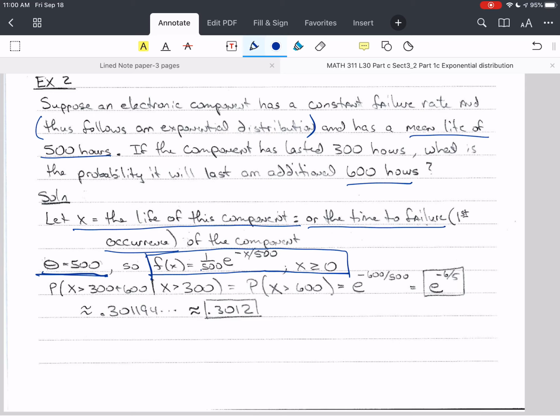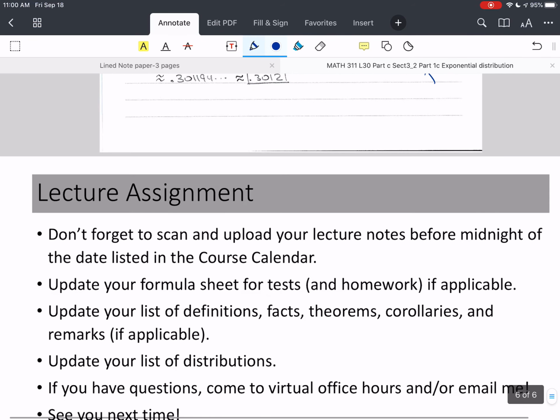And I said I want the probability that x is greater than 300 plus 600 given that x is greater than 300. That, as we saw from before, is simply going to be the probability x is greater than 600. I plug that in, negative 600 over 500, or e to the negative 6/5. And of course, most of the time we want a decimal. You can give me the decimal to 4 places for the probability, 0.3012. All right, so that has finished up our exponential distribution.